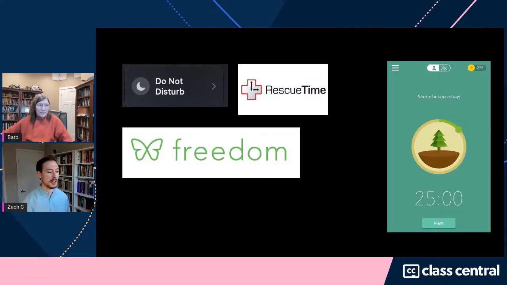Rescue Time is similar to Freedom, but what it does is it monitors what you do. So that sounds a bit creepy. It's not like sending it off to advertisers or something, but what it does is it sends you every week raw data on your productivity. And I can tell you that the output of Rescue Time can be really sobering.